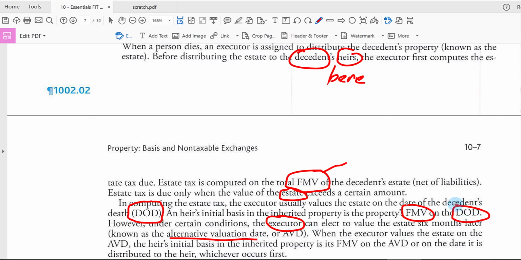You want to use, again, the larger amount, and that can be all the way up to 6 months after the date of death. This is what we call an election. It's up to this executor person, the personal representative, to make this choice of what date to use for the valuation.